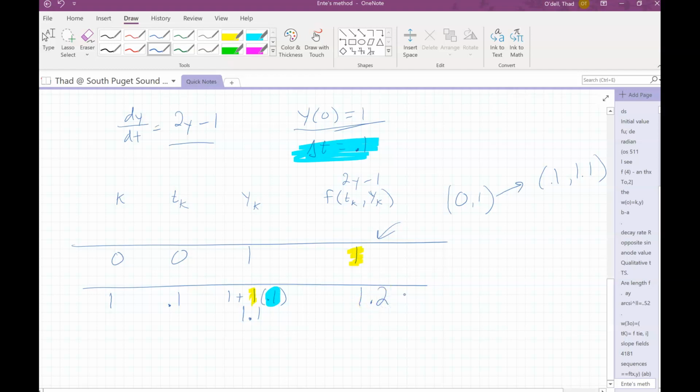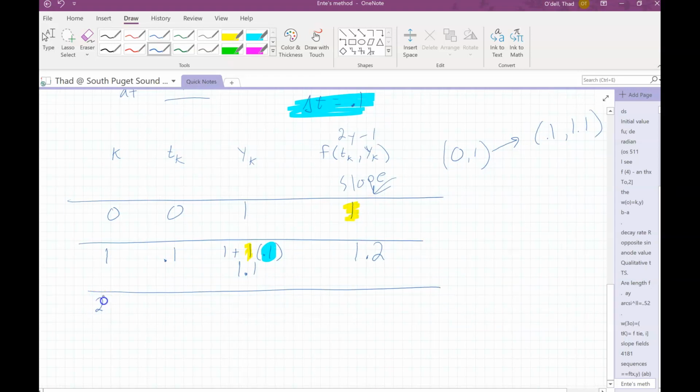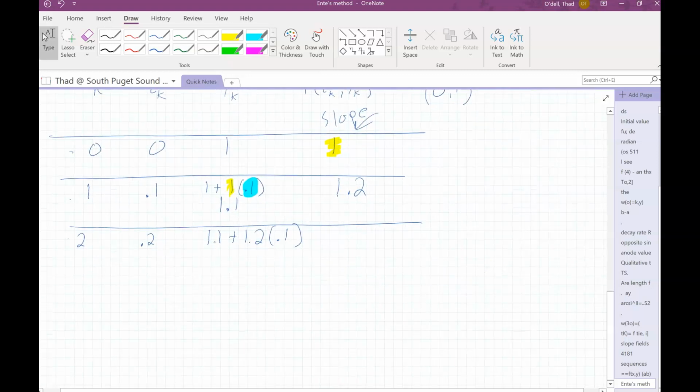Okay? So this is the slope. Let me put that up here so we remember. This is the slope of my tangent line. So I'm going to go to the next point. This is the first point after the initial. Now we're looking for the second point. The t's are going to step up by 0.1, so that's 0.2. And the y is going to step up based on the tangent line, so I'll take the old y, which is 1.1. I'm going to add to it the slope, 1.2, times the step-up value, which is 0.1. If we do all that, we get 1.22.